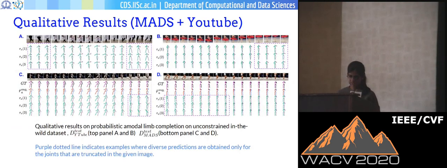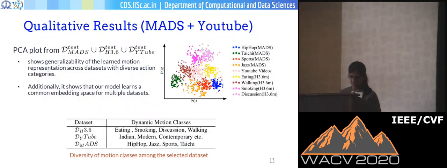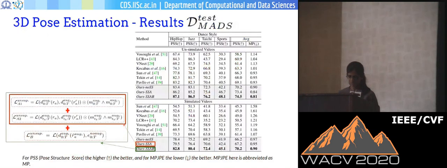So here we present the qualitative results where the first row is input video with augmentations. We observe that the ground truth pose sequence in the second row matches our full body predictions. We perform PCA to show the generalizability of the learned motion representations across datasets with diverse actions, and this shows that the model learns a common embedding space.